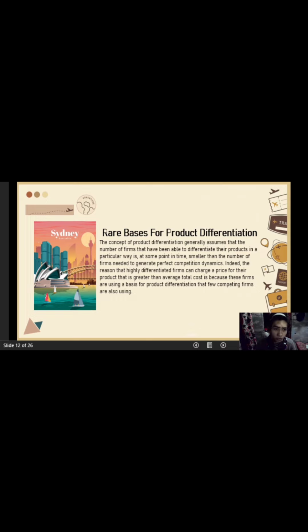Okay, rare bases for product differentiation. The concept of product differentiation generally assumes that the number of firms that have been able to differentiate their products in a particular way is, at some point in time, smaller than the number of firms needed to generate perfect competition dynamics. Indeed, the reason that highly differentiated firms can charge a price for their product that is greater than average total cost is because these firms are using a basis for product differentiation that few competing firms are also using.